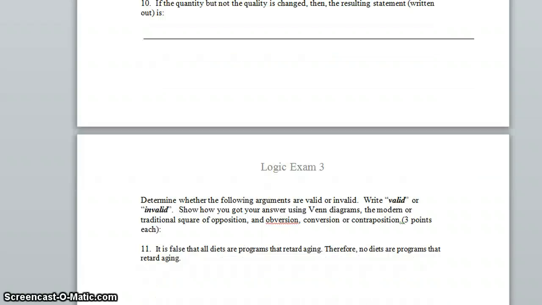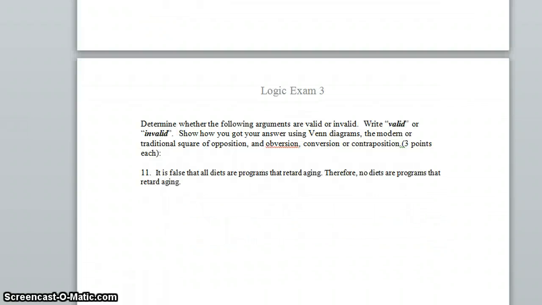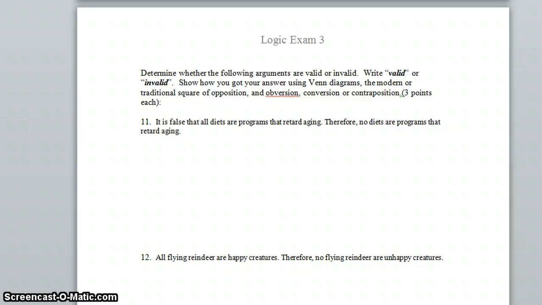All right, continuing down, the next set of problems are based on arguments where there's one premise and one conclusion. You're going to have to use the square of opposition, and you're going to have to use obversion, conversion, and contraposition. You could also use Venn diagrams. It doesn't matter what method you use as long as you show me your work.